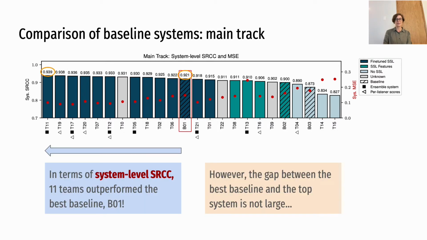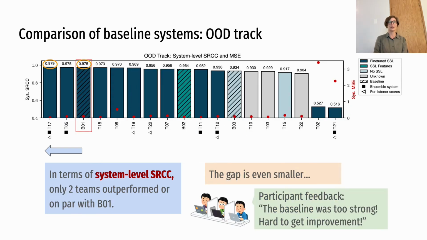In the main track, 11 teams beat the best baseline. However, you can see that in terms of absolute numbers, the gap is very small. For the out-of-domain track, only 2 teams were equal to or better than the best baseline, and the gap is even smaller. In fact, we did get some participant feedback that the baseline was maybe too strong, and there wasn't much room for improvement.